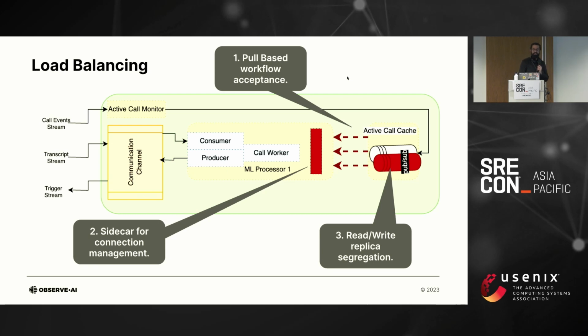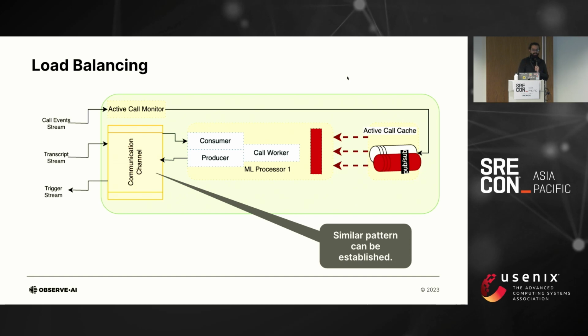And finally, for the active call cache itself, you'll need to distribute load across multiple shards or replicas, whatever you want to call them. And you can make the sidecar intelligent enough to read only from the read replicas. The write replica is only handled by the active call monitor because it's the only one writing to it. That way you can further increase the number of connections that you can spawn from a single instance of such a cache.